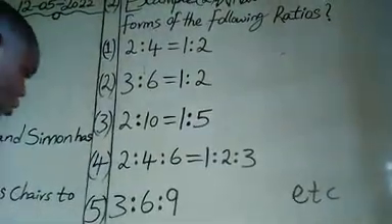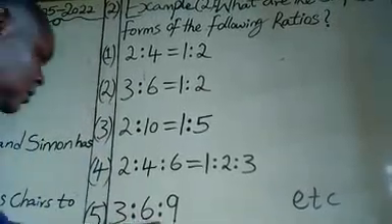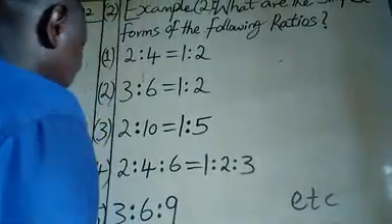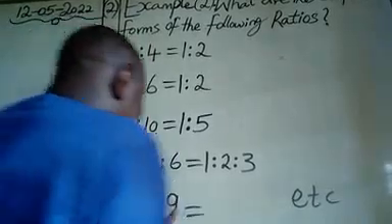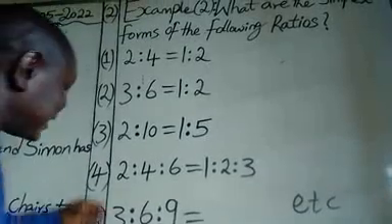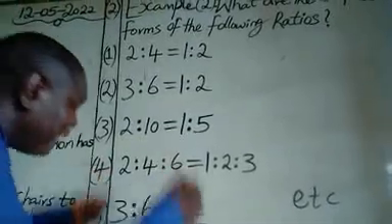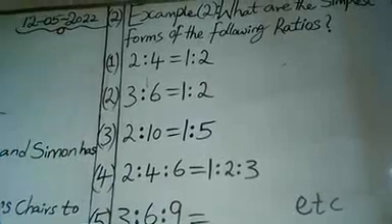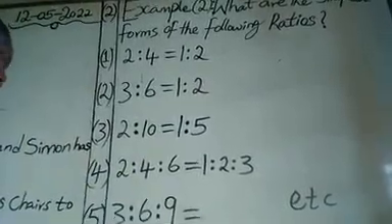Okay. Number 5. 3:6:9. Solution right now. I have to select a number that I can divide 3 by without a remainder, that I can divide 6 by without a remainder, that I can divide 9 by without a remainder. Okay? Let me select 3.